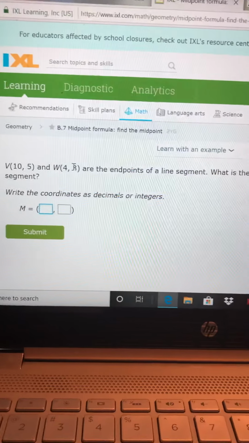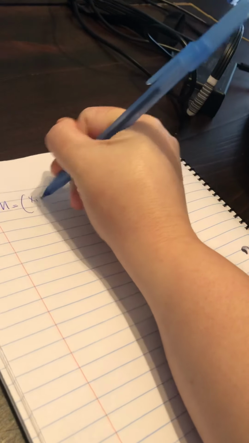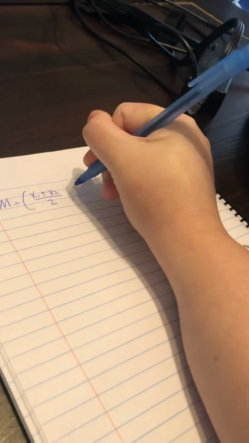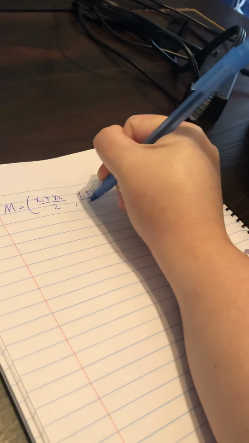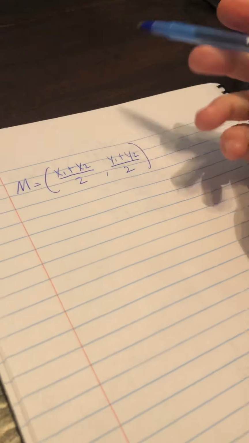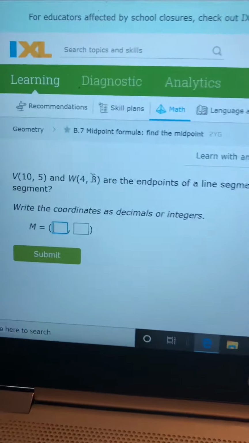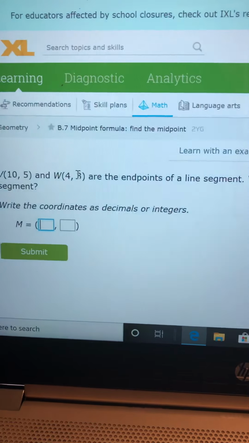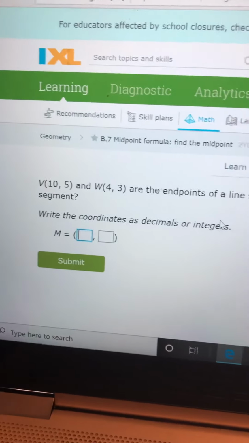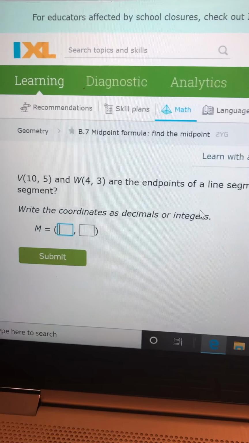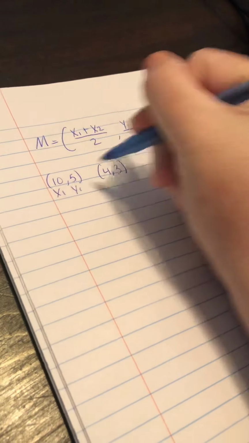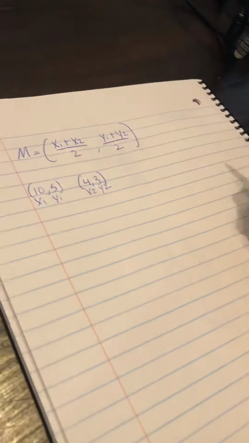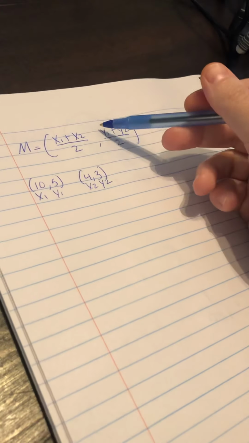So the midpoint formula is M equals x1 plus x2 divided by 2, y1 plus y2 divided by 2. Because it's a midpoint, there's an x, comma, y. So this problem from IXL says 10, 5, and what's that say? 4, 3 is what W is. 4, comma 3. Alright, so I label the points x1, y1, x2, y2. And I take these numbers and substitute them into the midpoint formula.